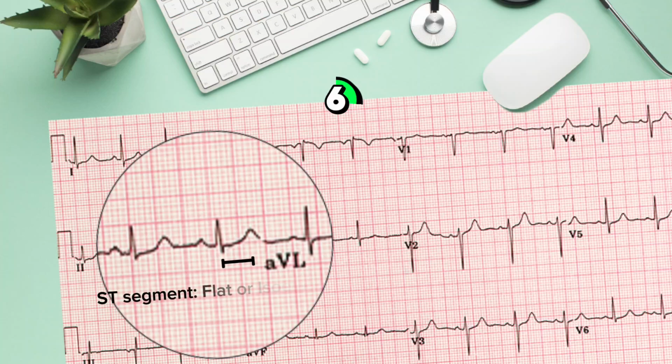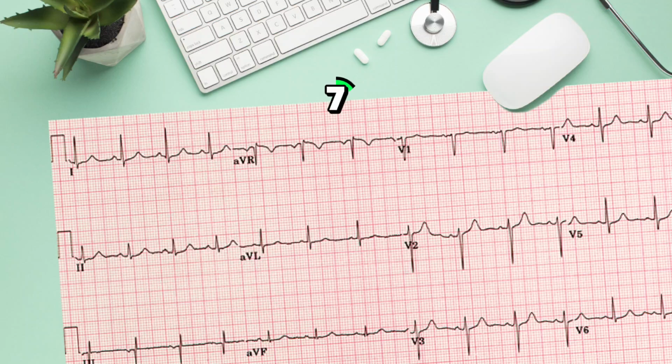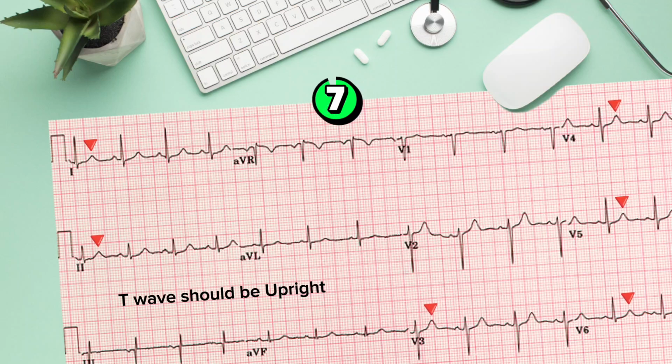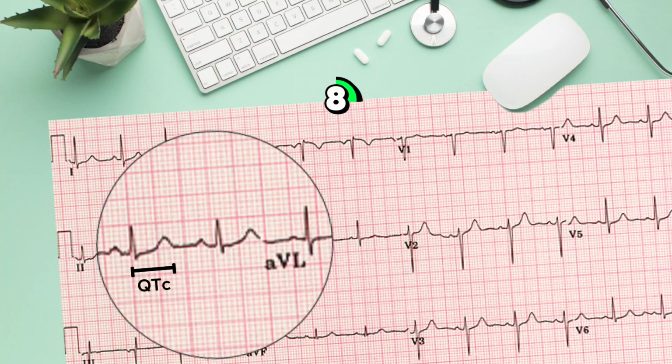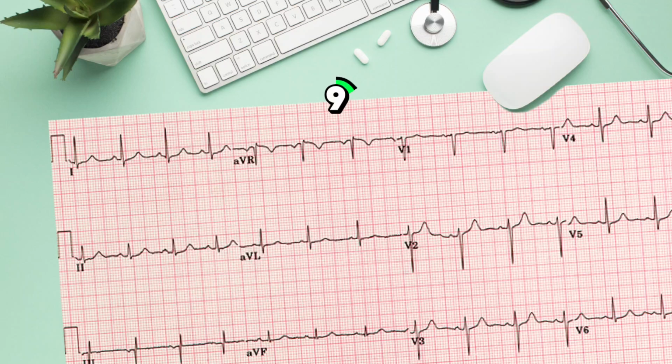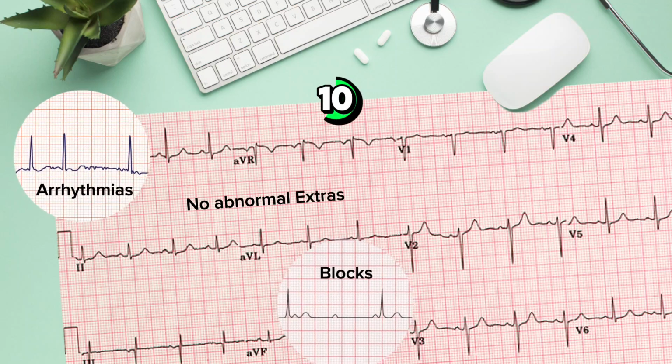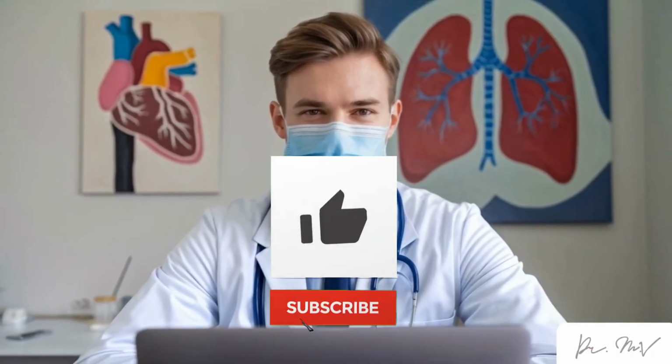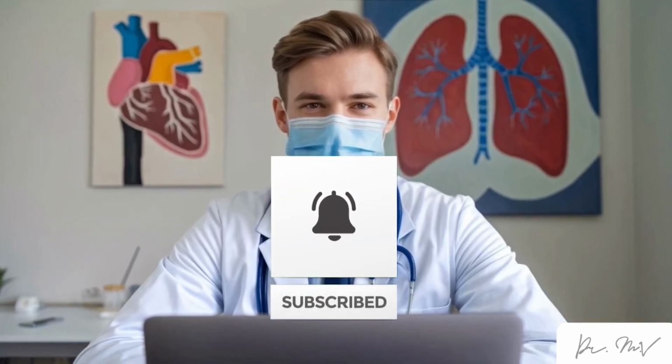6. ST segment should be flat or isoelectric, without elevation or depression. 7. T waves should be upright in lead 1, lead 2, and lead V3 to lead V6. 8. QT interval, or QTc, must be less than 440 milliseconds in men, and less than 460 milliseconds in women. 9. Axis should be normal, between -30 degrees to +90 degrees. 10. No abnormal extras like arrhythmias, blocks, or ectopic beats should be present. And that's it. The 10 rules of a normal ECG. Follow these, and you'll never miss a critical finding.